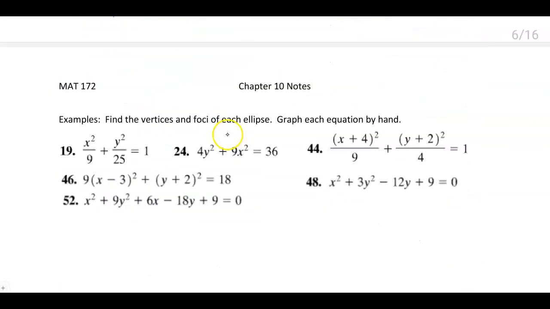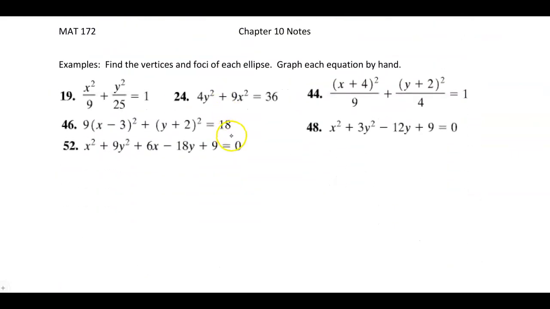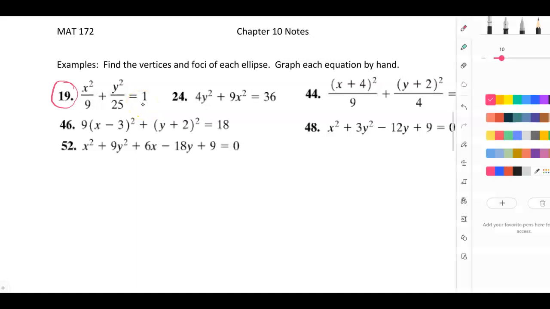All right, so drawing these, finding this information really is not that difficult. So let's look at a few examples. I'll start with number 19. So number 19, we have x squared over 9 plus y squared over 25 is equal to 1. We know this guy is centered at 0, 0.